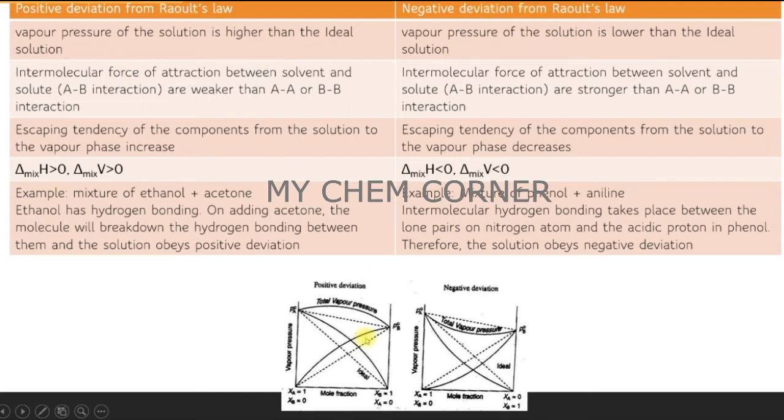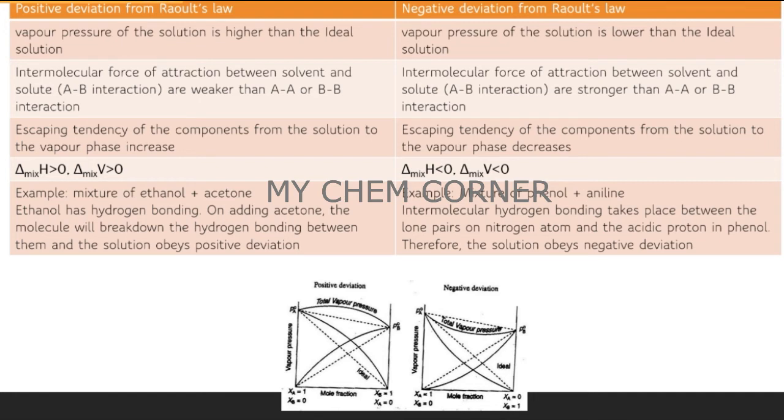Now when you talk about the higher curve in this case, or higher vapor pressure, it means the interaction between the two components is weaker than in their pure components. So if I'm taking A and B and trying to form bonds between them, that interaction is much weaker than it was in their pure components.